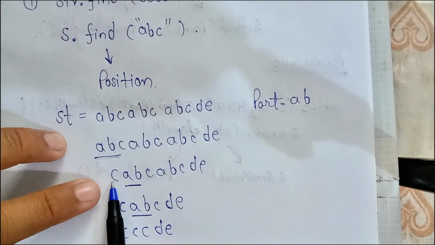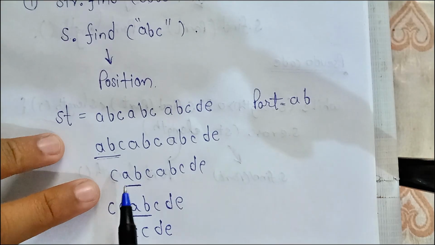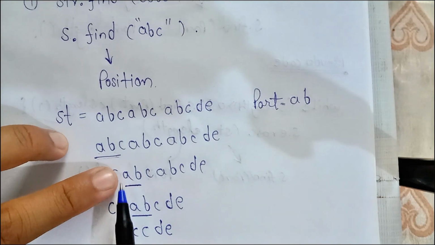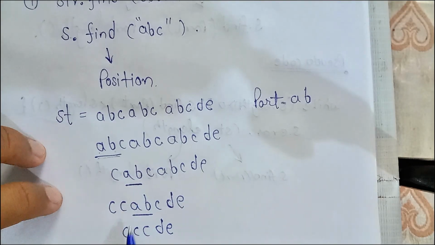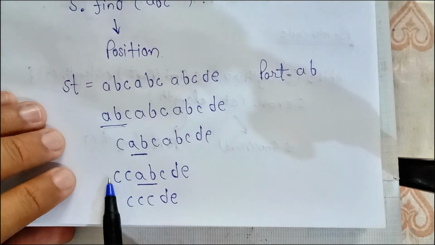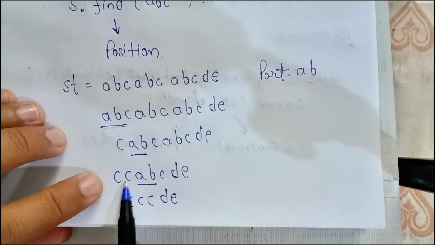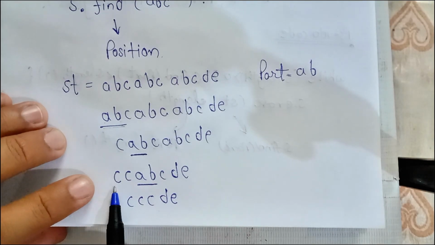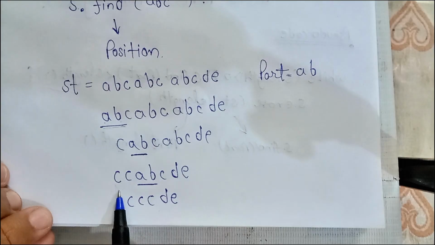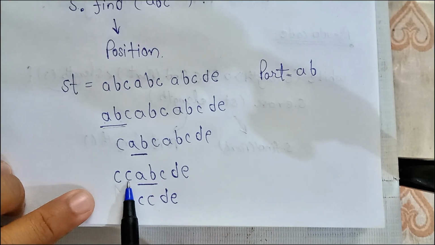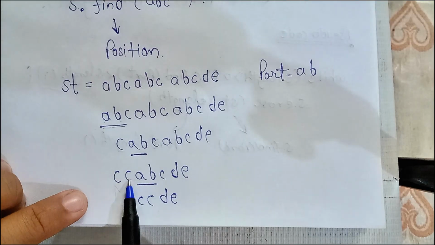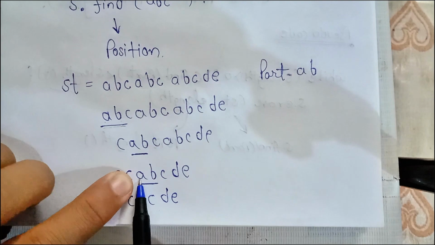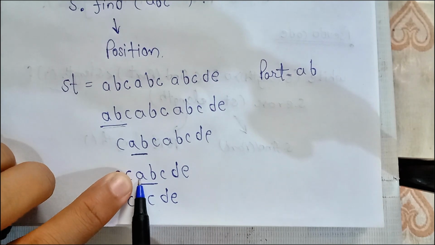So here we have c. C is not the part we need. We need a. So here we have a. After that a we need b. B is also there. Then we erase this part. After that we again create a new string: ccabcde. Here we have c. No, we don't need this c. So again we move forward. Here we have c. After c we have a. A is the part we need to be removed.